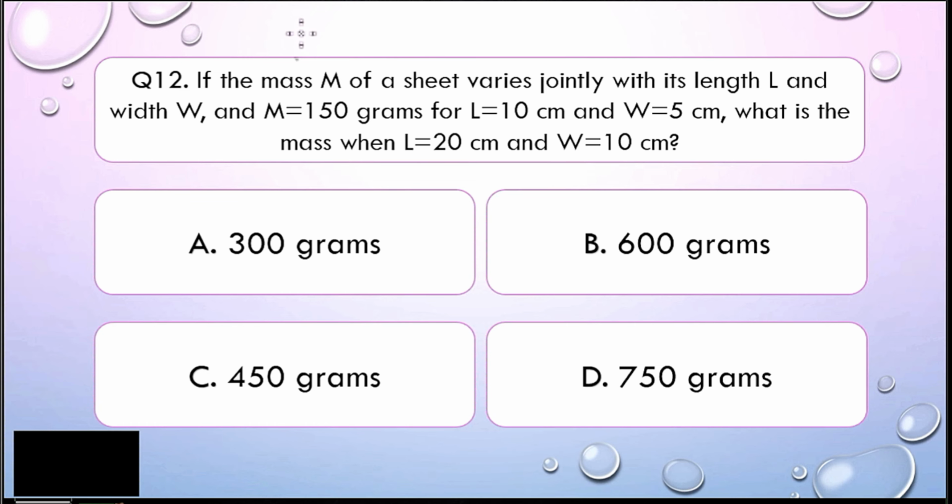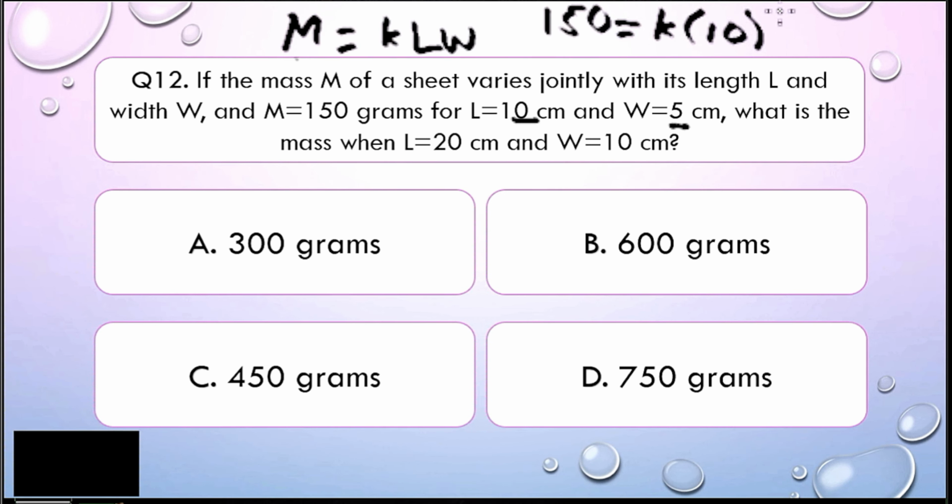First, we will translate the given. That will become M is equal to, since this varies jointly, KLW. That means the constant multiplied by the length and the width. It says here that the mass is 150. We don't know our K, but we have given the 10 and the 5 for the first statement. So that will be 10 for the length and 5 for the width. If we multiply this with K, this will give us 50K, which is equal to 150.